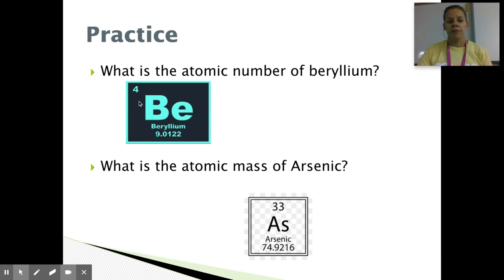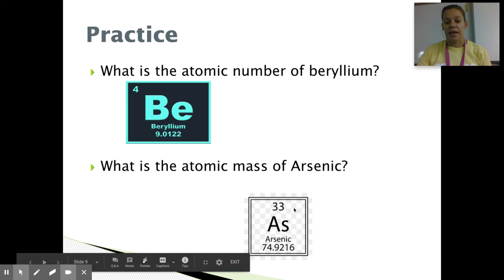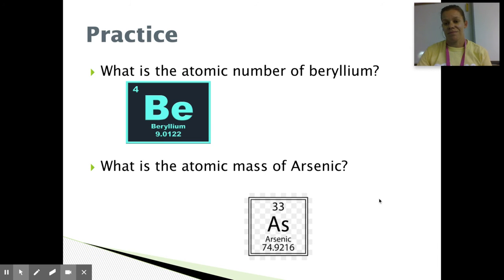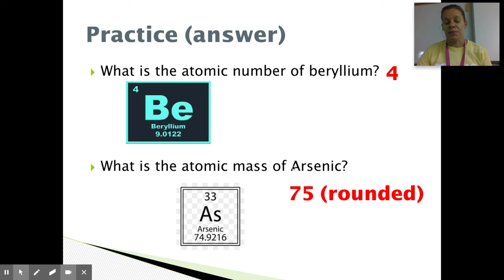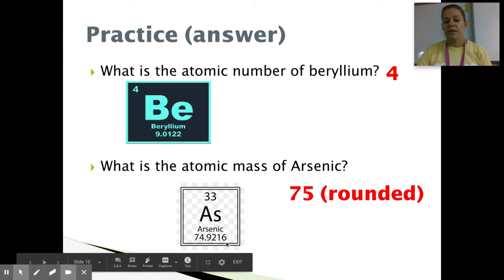Beryllium, you have a 4 and a 9.0. Which one's the atomic number? Think about it for a second. And then for arsenic, As, which one would be the atomic mass? Next slide. So 4 is my atomic number for beryllium. It's at the top. And we're going to always round this appropriately. So 74.9 rounds up to 75, and that would be our atomic mass of arsenic. It's the number on the bottom.